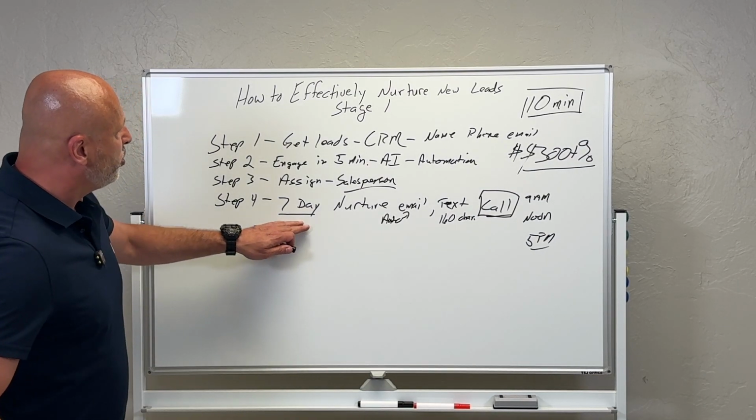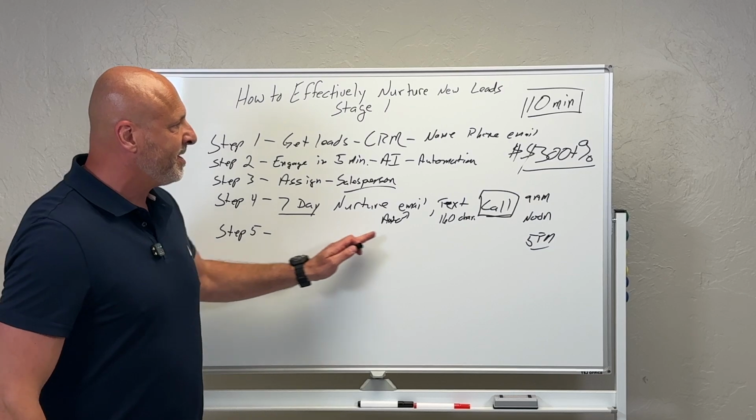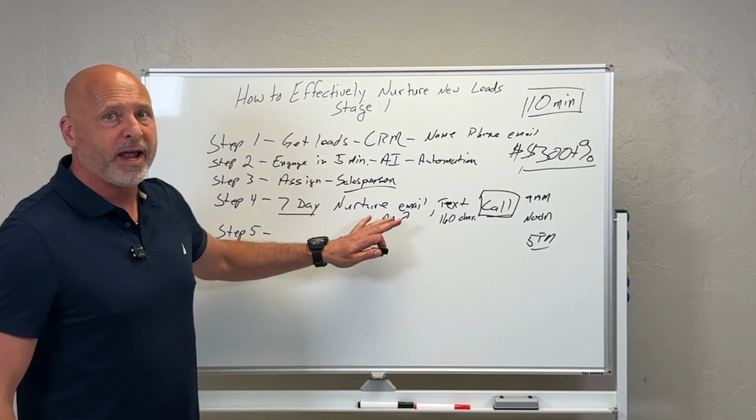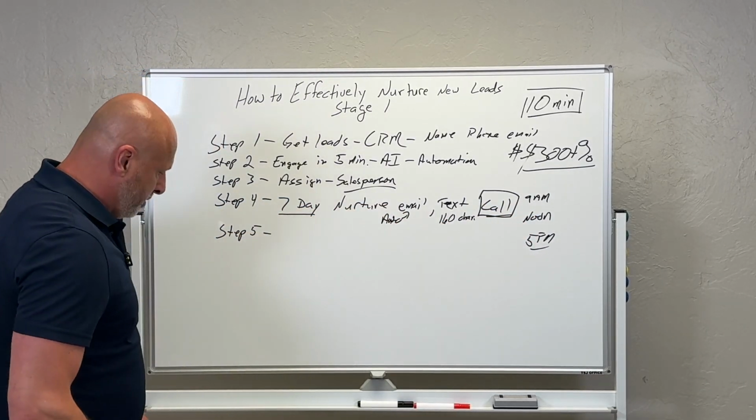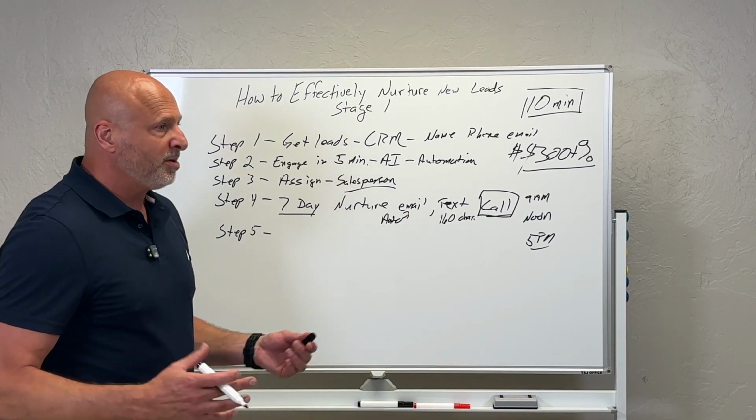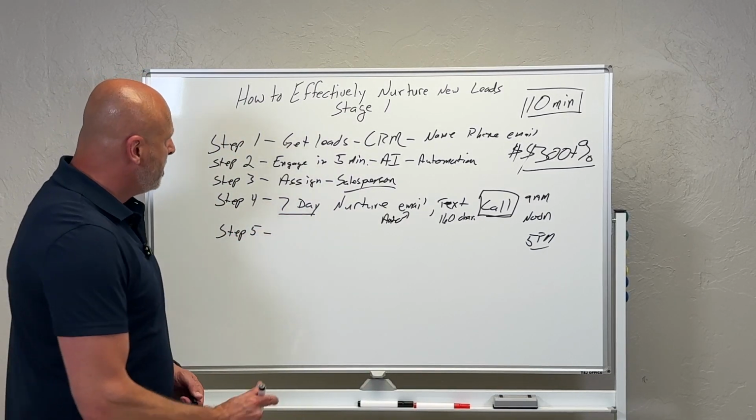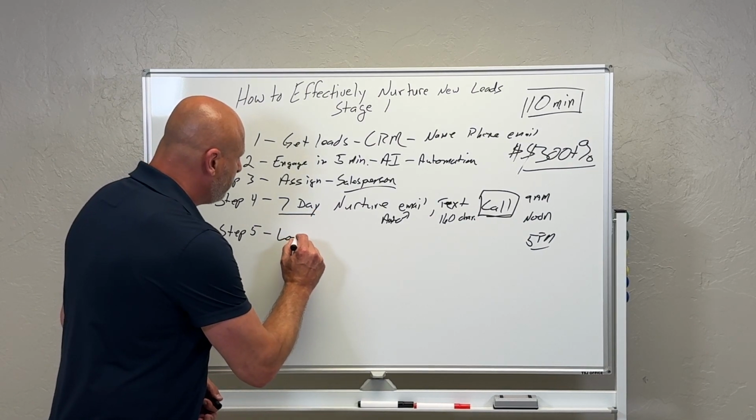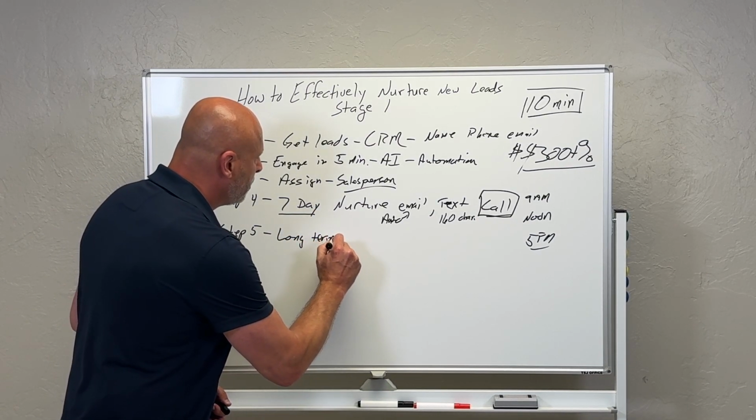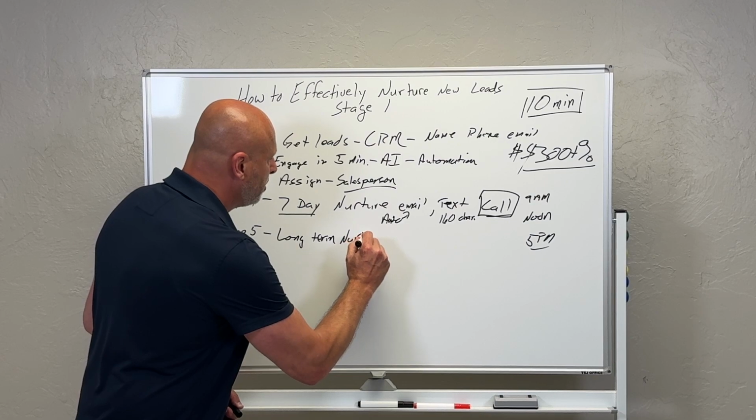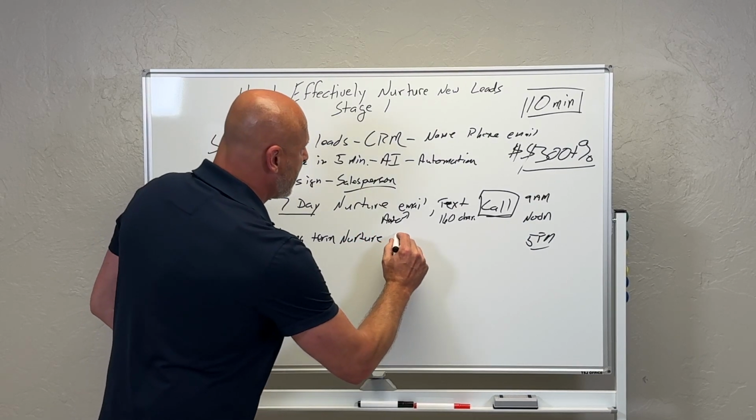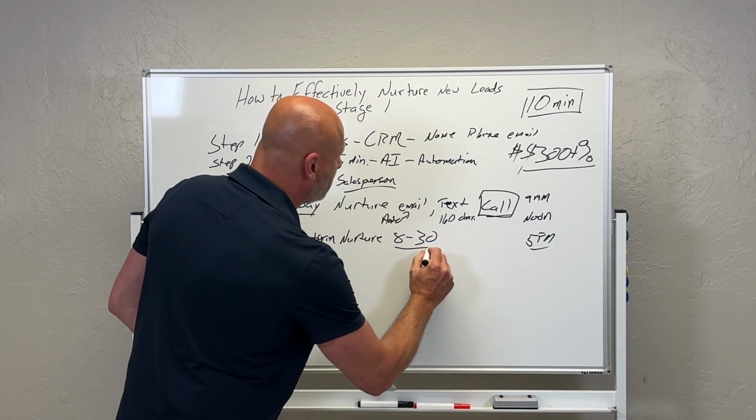For everyone whom you do not get in contact with in this 7-day sequence, because you're not going to get a hold of everybody, some of them start ghosting and they get busy, they forgot, whatever the situation is. You're not going to get a hold of all of them, so they move into a long-term nurture.